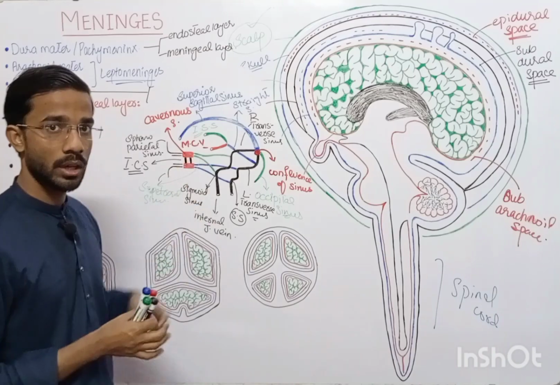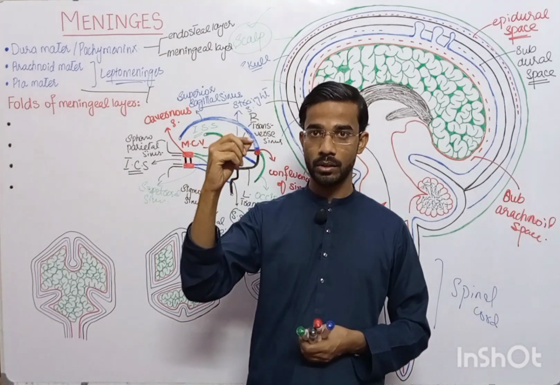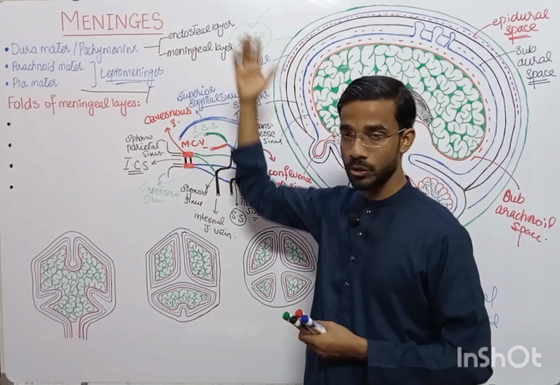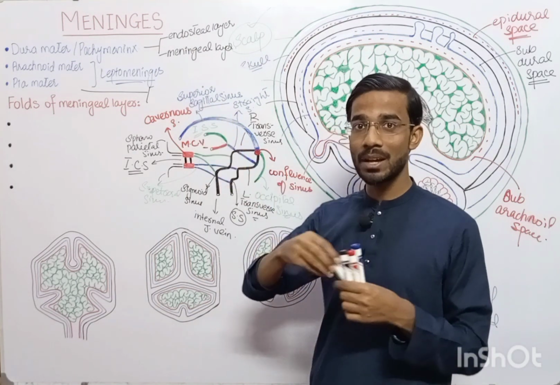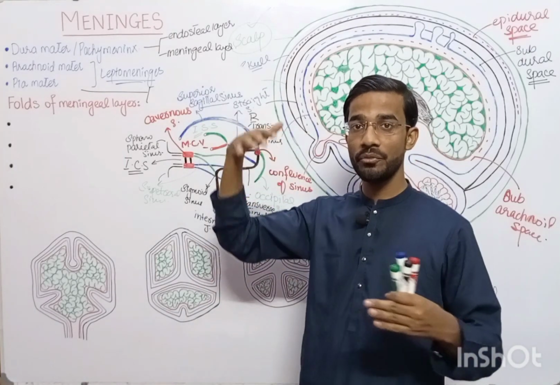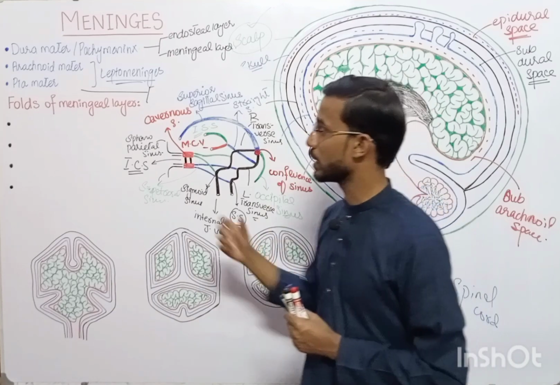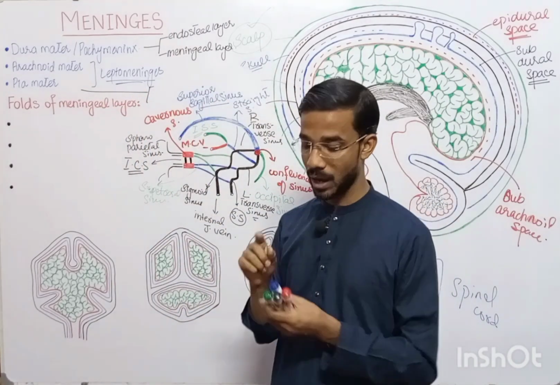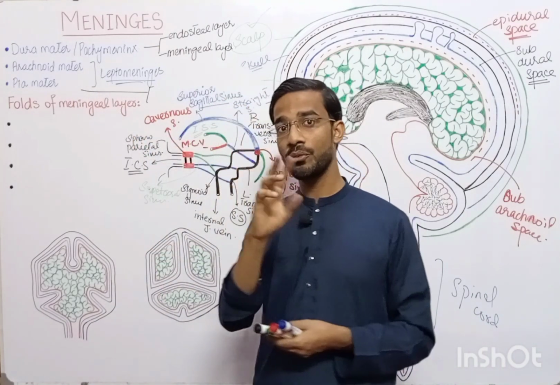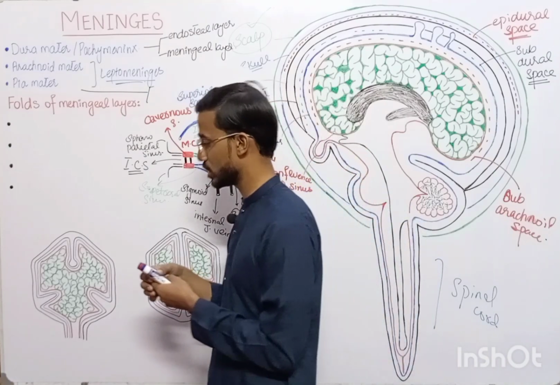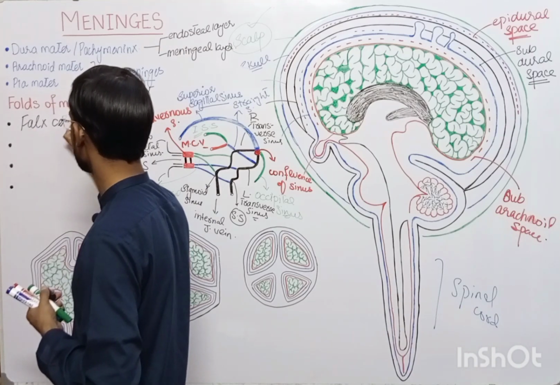So next we will see another important point. The upper layer of the dura mater, which is called the endosteal layer, has no folds. But the meningeal layer has some folds into the brain. It will move inside the brain and form some structures, which are called the folds of the meningeal layer. I am talking about the meningeal layer, which is part of the dura mater. Four folds will derive from the meningeal layer. The first one is the falx cerebri.